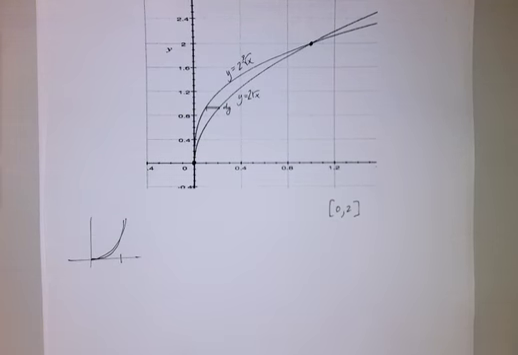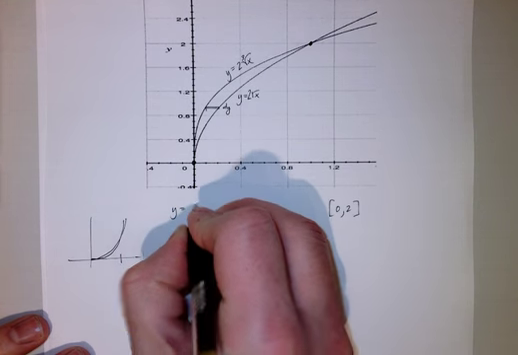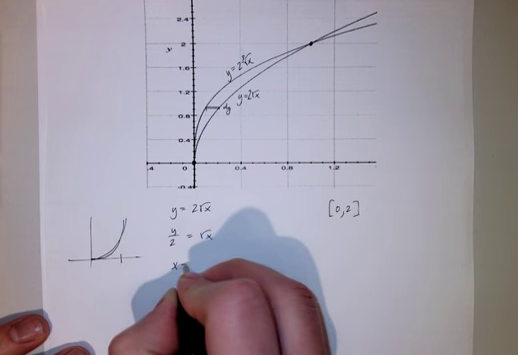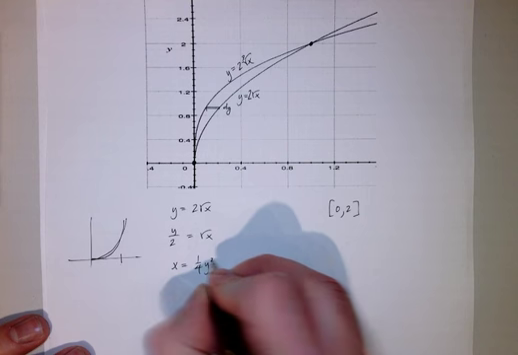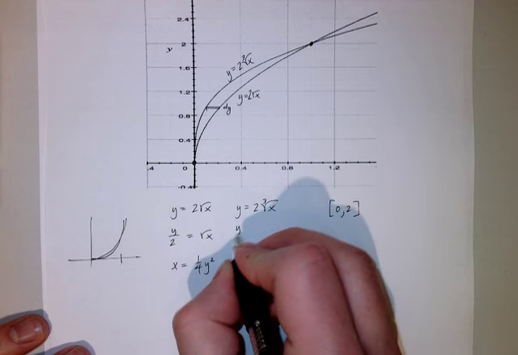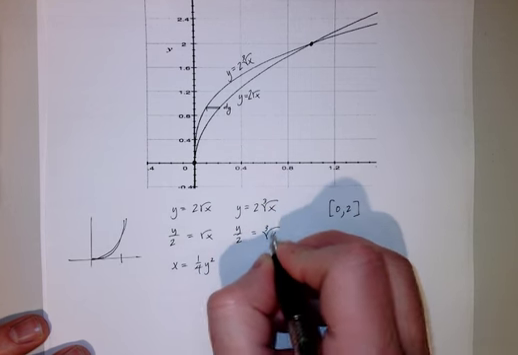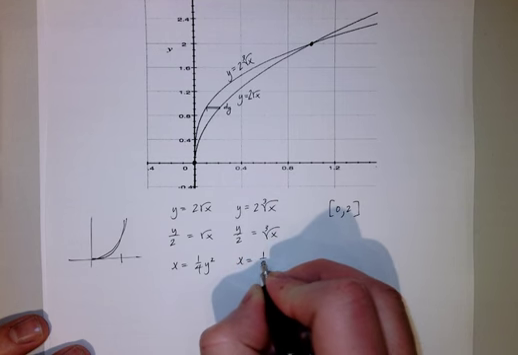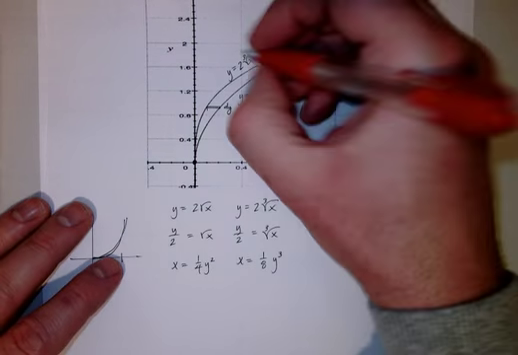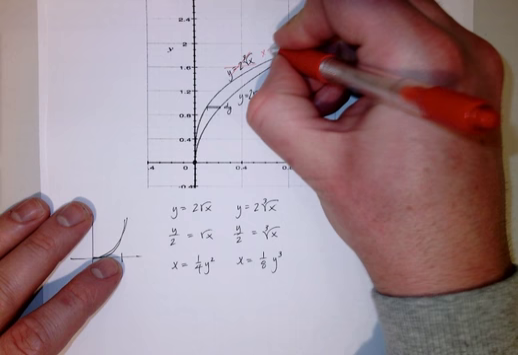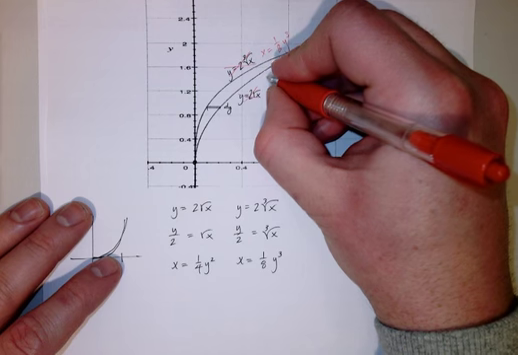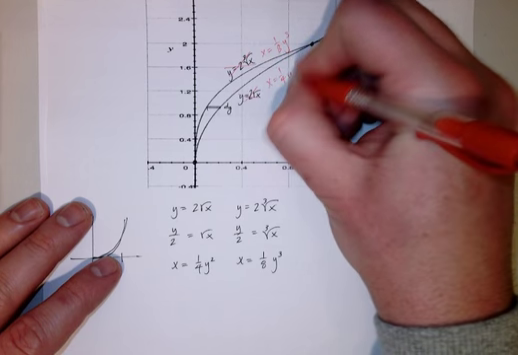Well, if I have y is equal to 2 square root of x, y over 2 is equal to the square root of x, or x is equal to 1/4 y squared. If y is equal to 2 times the cube root of x, I'm going to get y over 2 is equal to the cube root of x, and I'm going to get x is equal to 1/8 y cubed. Well, that means that this one is x is equal to 1/8 y cubed. That means this one right here is x is equal to 1/4 y squared.